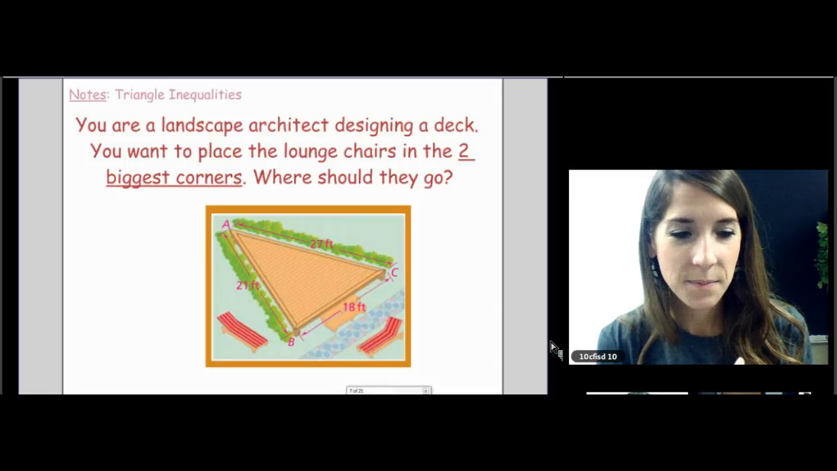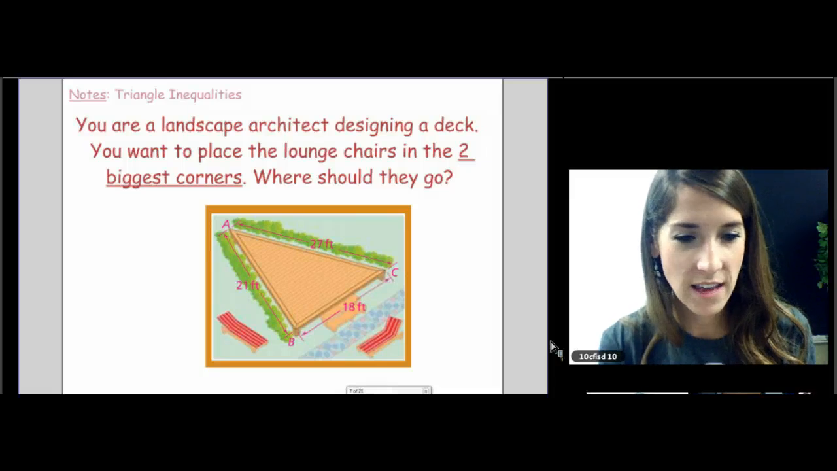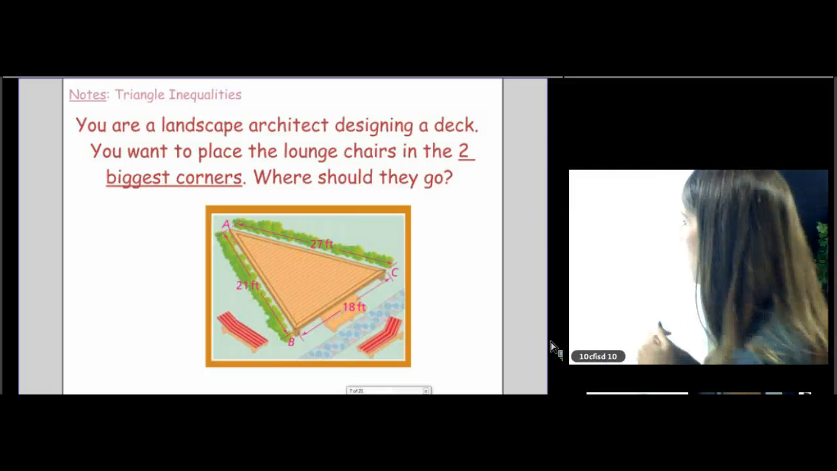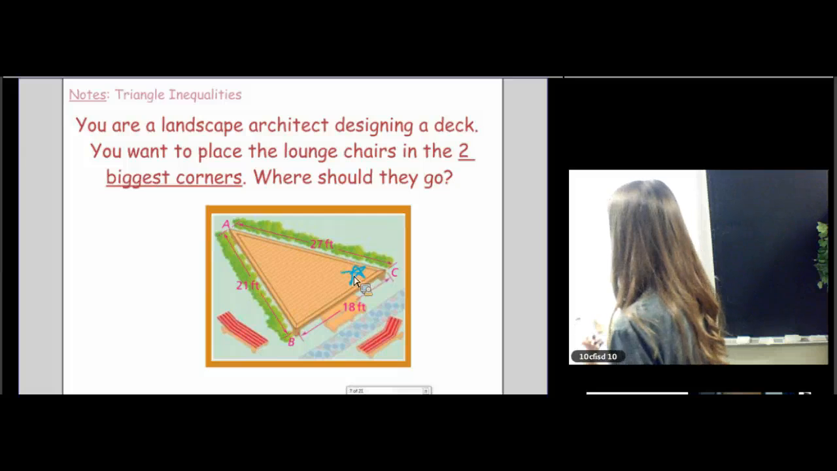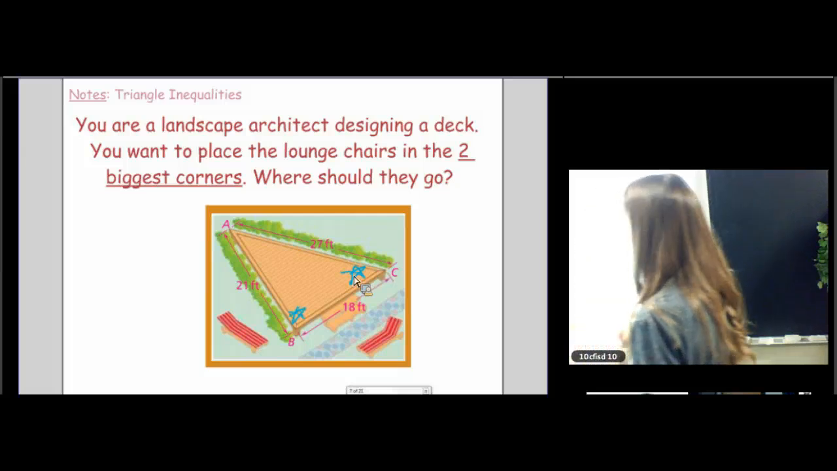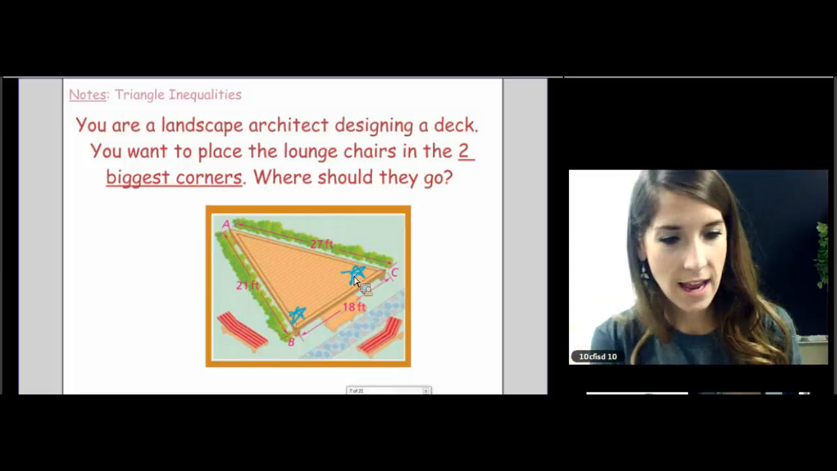So anyways, we're about to learn the answer to this question, but I agree with one of you. I would put it in this corner, and I would put it in this corner, and we will find out why in a minute.